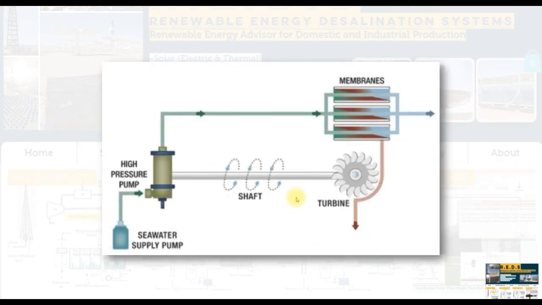This is the second configuration. It uses the high pressure from the rejected brine to drive a Pelton wheel turbine in order to give recovery power to the high pressure pump, to reduce the load on the high pressure pump. This is quite interesting and a very good configuration.